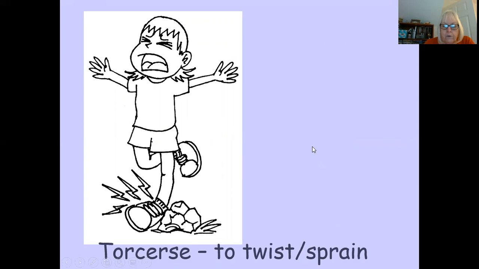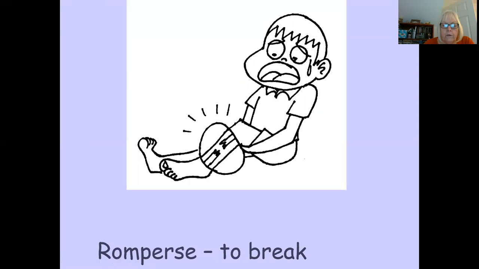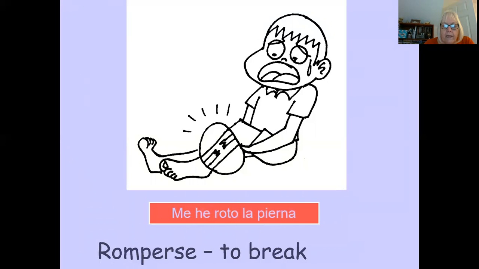So torcerse, to twist, sprain. That's your perfect tense. Me he torcido el tobillo. There's a gapped one. You write it down and then go back and check. Next one, romperse, to break. Me he roto, because that's an irregular past participle, that's why it's in red. Me he roto la pierna, I've broken my leg. There's the gapped version. Fill it out and then go back and check it.